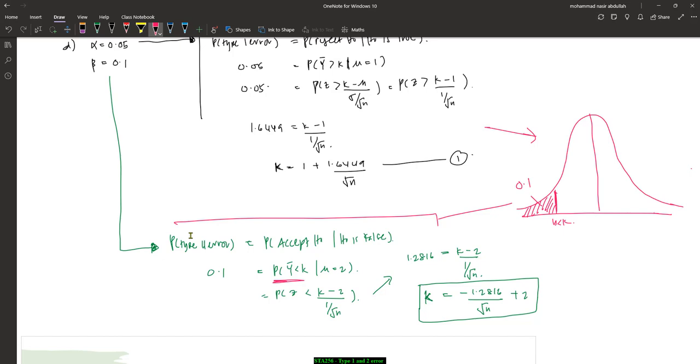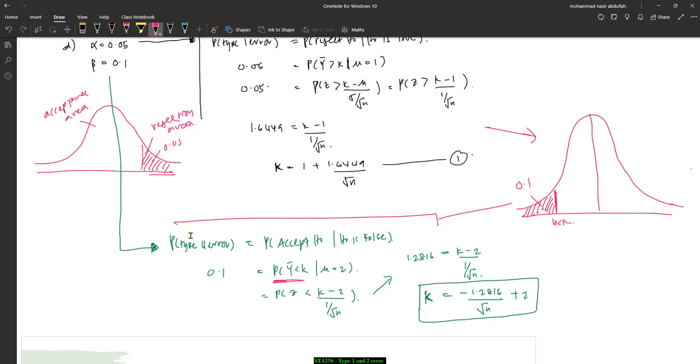So we are going to accept the null hypothesis. Remember, originally we were rejecting the null hypothesis; this is the critical region, which is 0.05. This is the rejection area, and the whole thing on the left is the acceptance area. Please remember, pay attention to this.